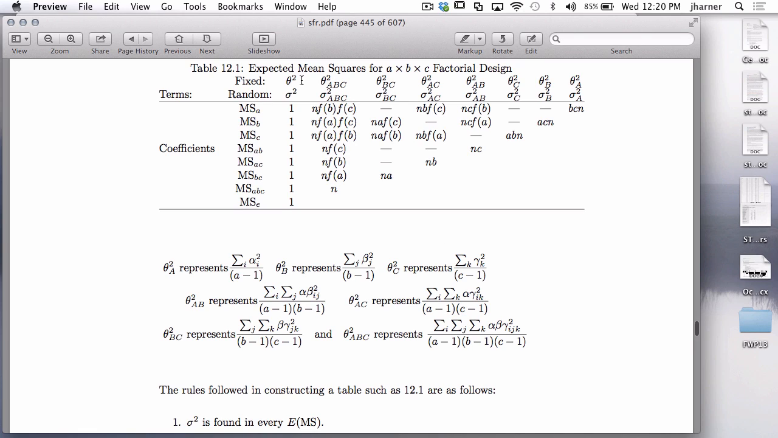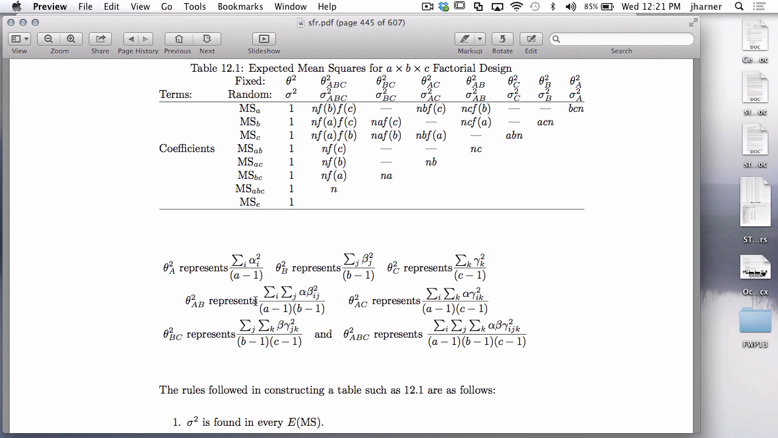But notice I have a fixed term and a random term. And so basically, I'm going to have a term in my model, and it's either going to be the top or the bottom, depending upon whether it's fixed or random. Now, the theta squared sub A is simply the theta squared sub A right here. That part is just a shortcut for the sum of the alpha sub i squared over a minus 1. It's just a shortcut. Okay? Theta squared sub B is just the sum of the beta sub j squared over b minus 1, and so forth. Theta squared sub AB is the sum over i and j of alpha beta squared over ij divided by a minus 1 and b minus 1.